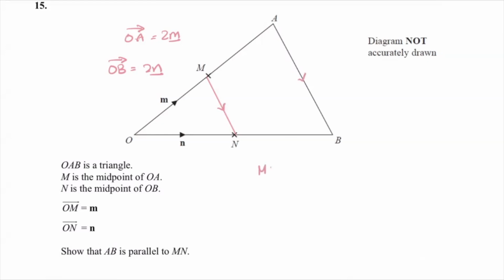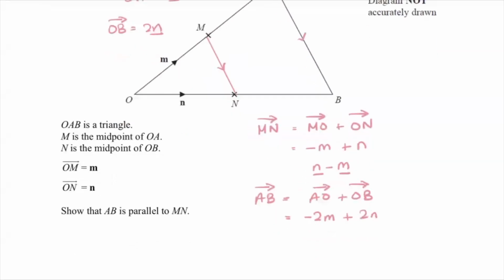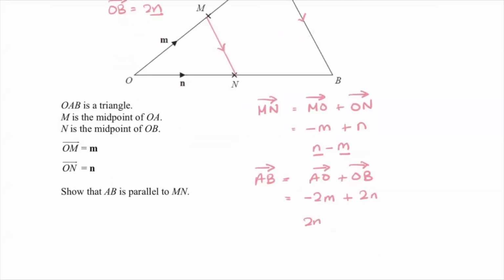So we're going to do MN first. MN is found by moving from M to O and then O to N. M to O is minus M, and then O to N is plus N. You could leave it like that, or you could rearrange it just so that the negative isn't at the beginning. And then we're going to do the same for AB. Now, AO is the opposite direction, so it's minus 2M. And again, you can just rearrange that so that the negative isn't first, although you wouldn't have to.